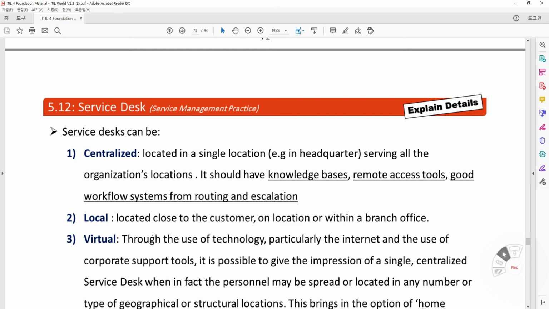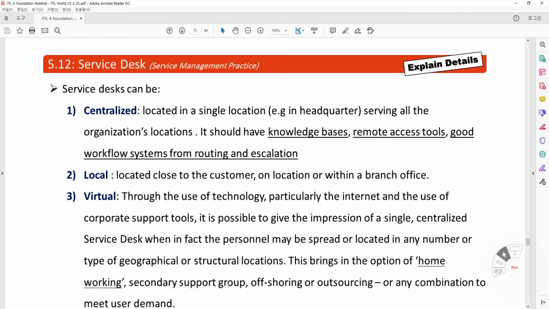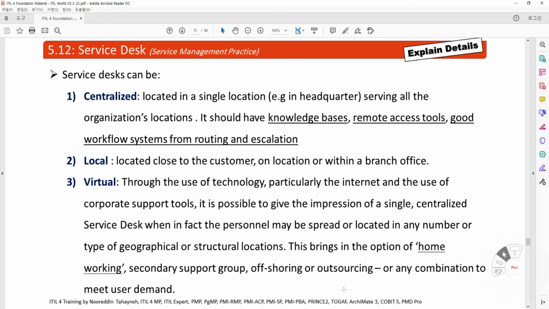Virtual: through the use of technology, particularly the internet and corporate support tools, it is possible to give the impression of a single centralized service desk when in fact the personnel may be spread or located in any number of geographical or structural locations. This brings the options of home working, secondary support group, offshoring, outsourcing, or a combination to meet the user demand.